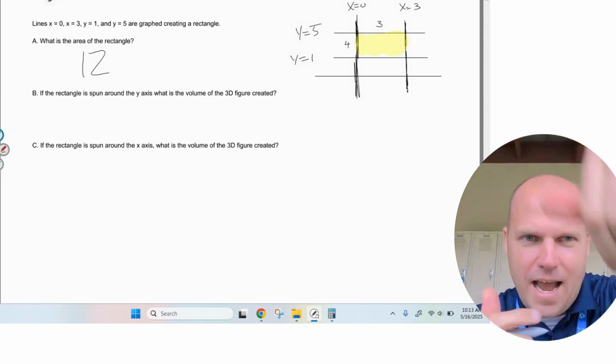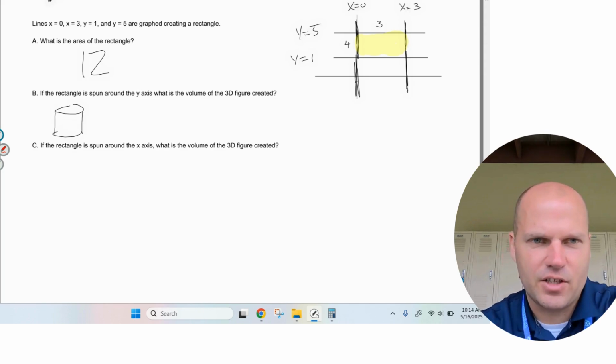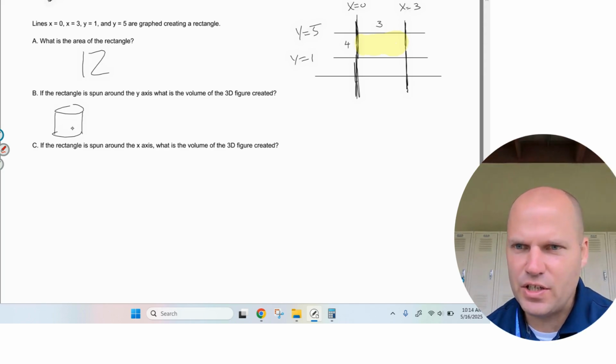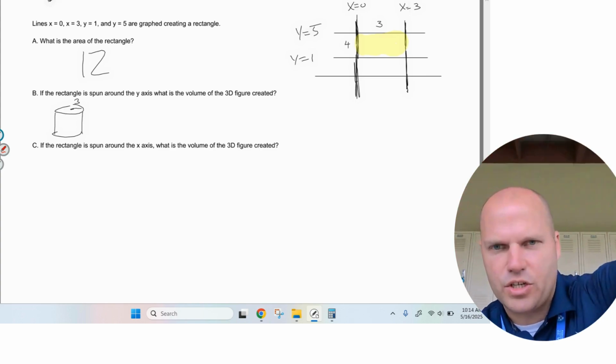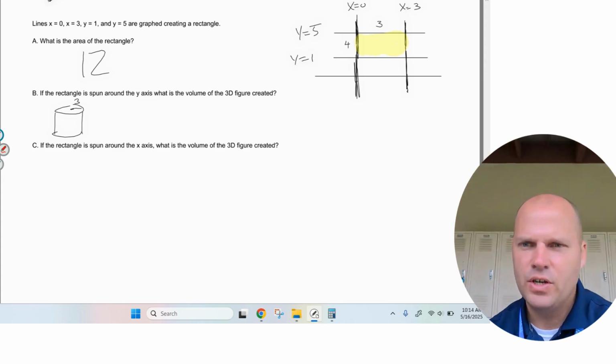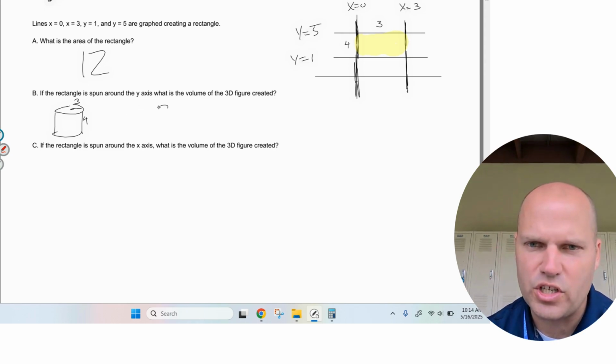Spin this around the y-axis. Circles on the top and on the bottom. Height right there. Spin that around the y-axis. This radius is 3 because it's going to go all the way. This 3 is going to go all the way around the circle. This height is 4. We have pi r squared h, which is 9 pi times 4, which is 36 pi.